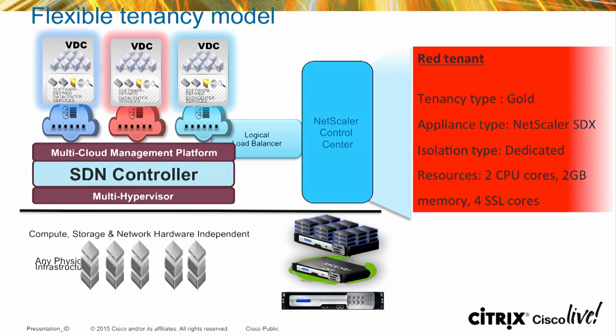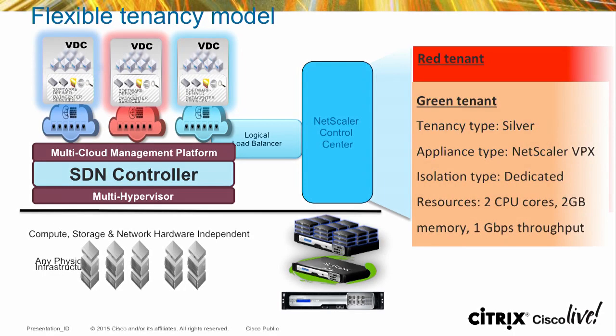So this allows for a flexible tenancy model. For example, say we have a tenant that requires a high level of service. They require high SLA, high throughput, lots of resources. We could use NetScaler Control Center with OpenStack or other orchestration platforms to provide, say, a gold tenancy type. They would have the highest level of service, which we would define. So we're able to provision more hardware, more SSL capacity to that tenant.